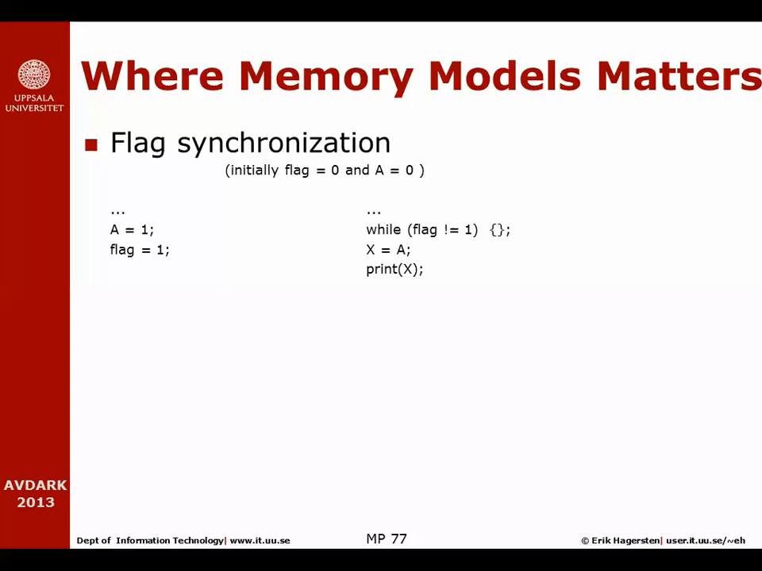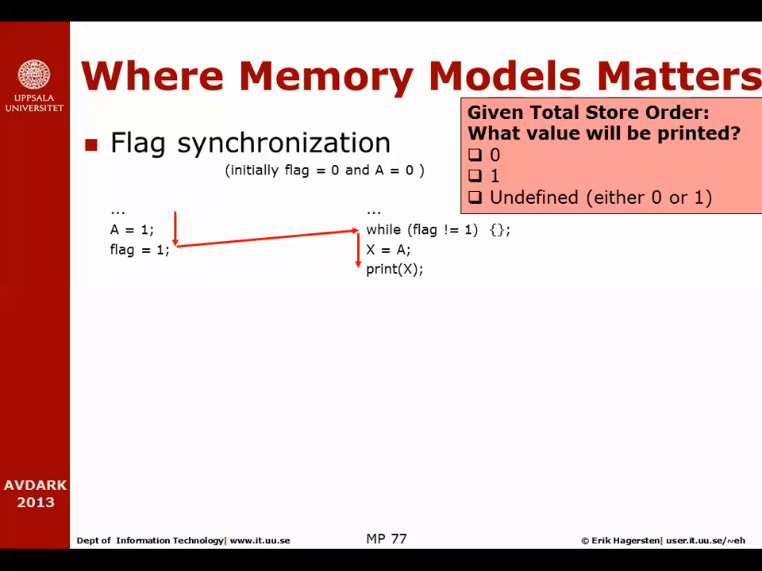Okay, so now we know that we have some total store order system. We know that all the stores are globally ordered. Then we can look at our favorite example again, and we can ask ourselves, in this system, total store order, which is slightly weaker than sequentially consistent, what value do you get printed?